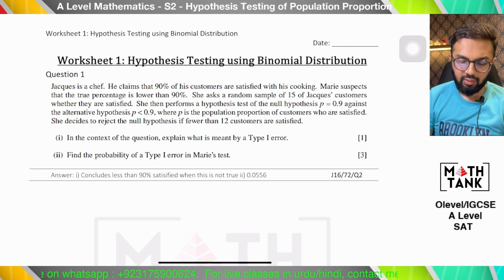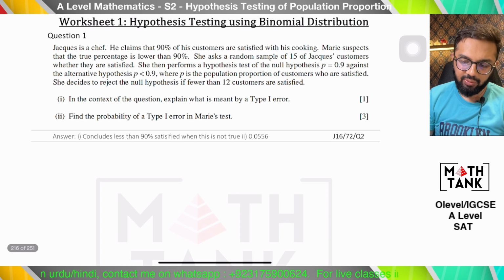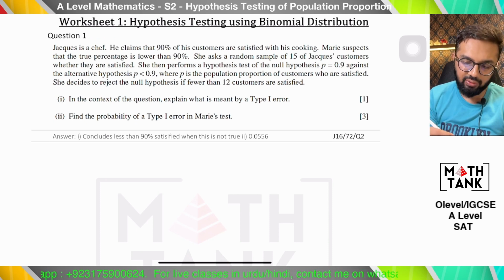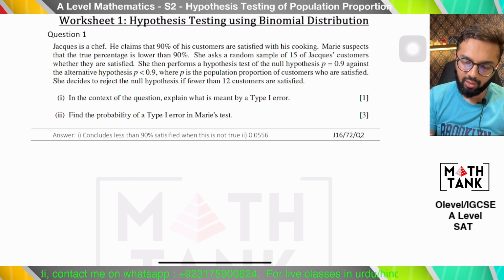The first one says Jacques is a chef. He claims that 90% of his customers are satisfied with his cooking. Marie suspects that the percentage is lower than 90%. So what I am talking about is H0: P equals 0.9 and H1: P is less than 0.9.